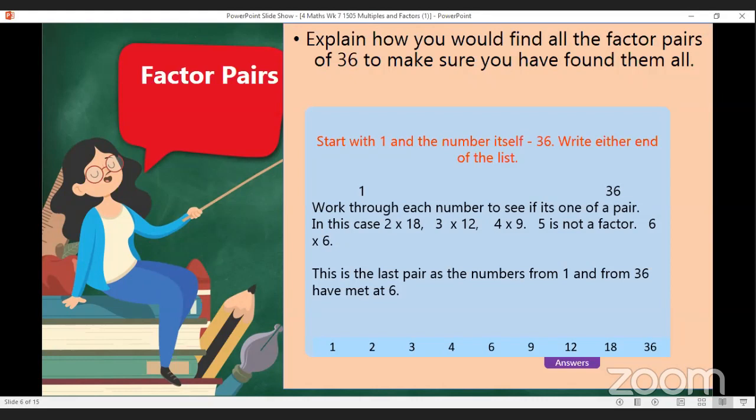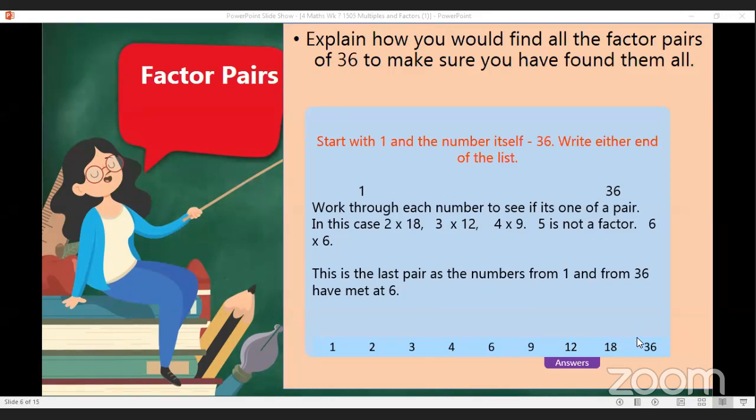Okay, and then we see here, Joda has given us this 3 times 12, and then for the 4, the number that you multiply with 4 to get 36 is 9. And then 5 is not a factor because there's no number that you can multiply with 5 to get 36. And then 6, if we say 6 times 6, we get 36. So these are the factor pairs of 36. Then after we are done with the factor pairs, we can list the factors. So the factors of 36 are 1, 2, 3, 4, 6, 9, 12, 18, and 36.